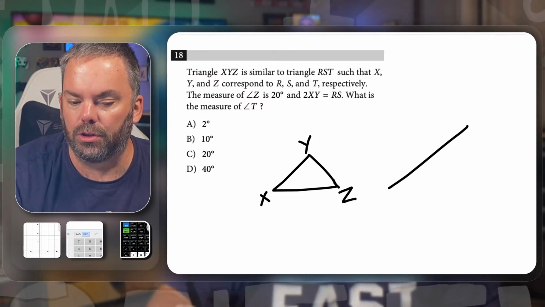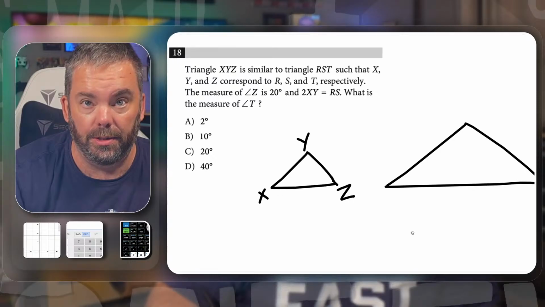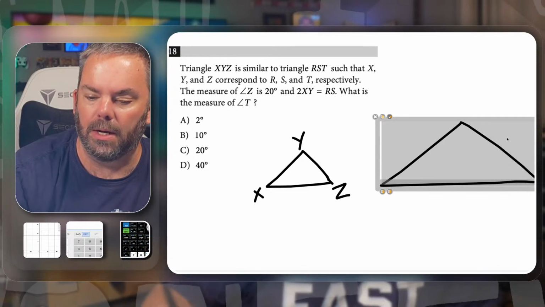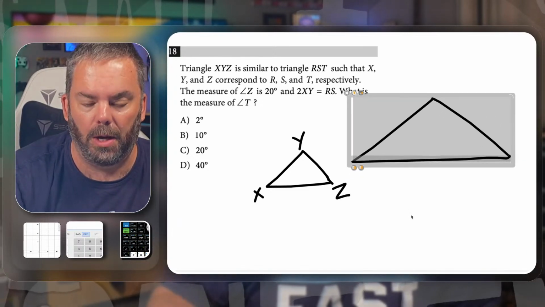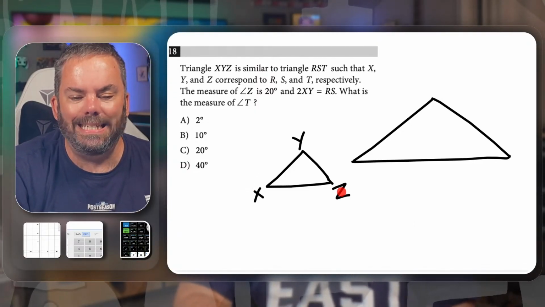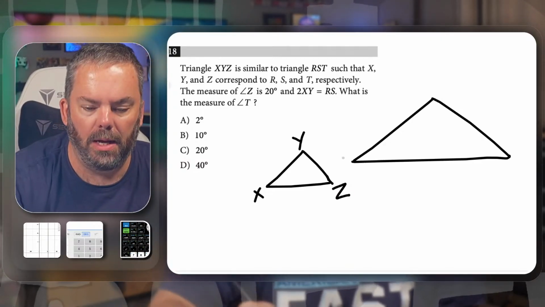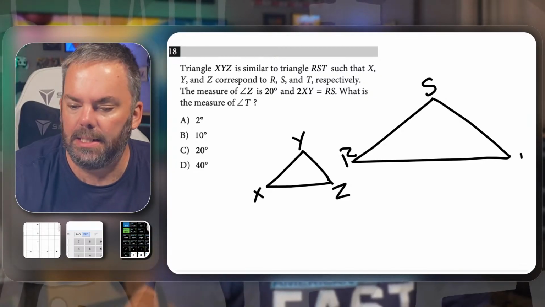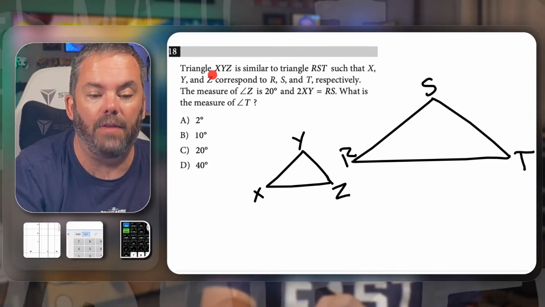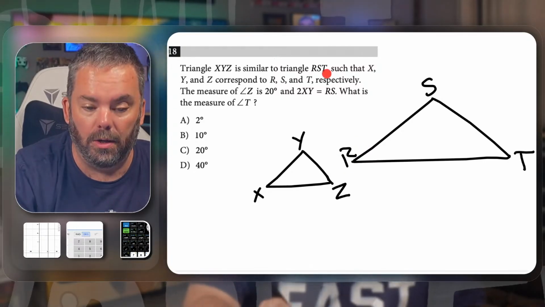A similar triangle would have the same shape. It would have the same proportions. The only difference is that it's either going to be proportionally bigger or smaller. So here's triangle XYZ, and it says it's similar to RST, such that X, Y, and Z correspond to R, S, and T respectively. When they say respectively, they mean X is the first guy of XYZ, so R needs to be in the same place because he's the first guy of RST.